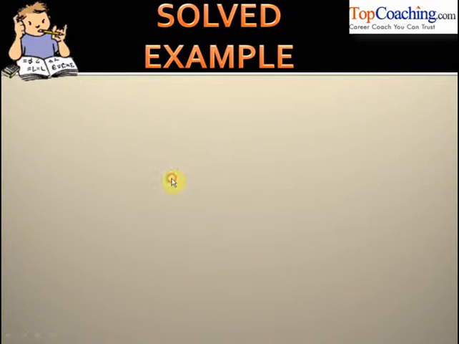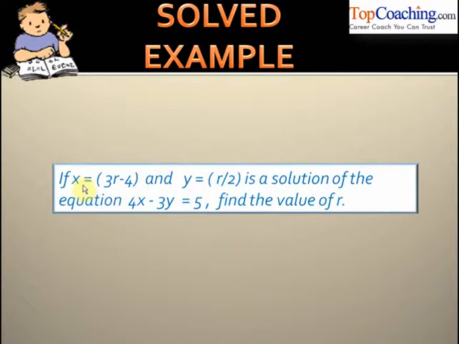Let's try to solve one more example. If x is equal to 3r minus 4 and y is equal to r by 2 is a solution of the equation 4x minus 3y equal to 5, find the value of r.